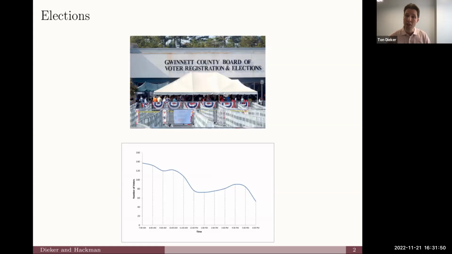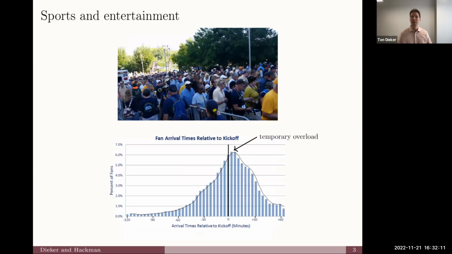Everybody reads reports in the news that sometimes people have to wait for a long time for voting. In the picture here at the bottom of this slide, you see the voting rate as a function of time. It turns out when the doors open, it already is very busy, and also people vote at the end of the day after their work. In sports and entertainment, often people want to access the venue or concessions all at the same time. And in the picture here at the bottom, you see the arrival rate to a stadium, where there's basically one big peak.